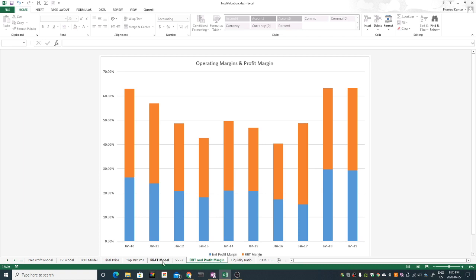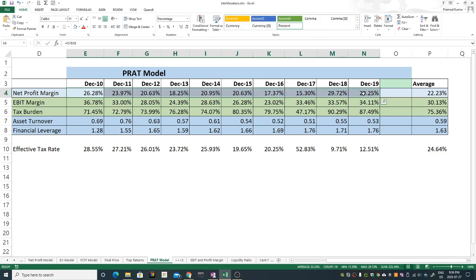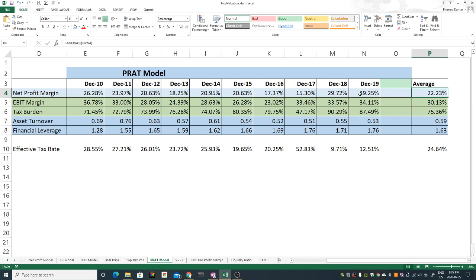If I look deeply into the PRAT model, this is again a different way. This is showing the net profit margin. Historically, if I compare with the average, the company does well as compared to the average on the net profit margin. And on the operating margin, the company does well. The company is also keeping well in terms of retention of the income, which we have already seen.